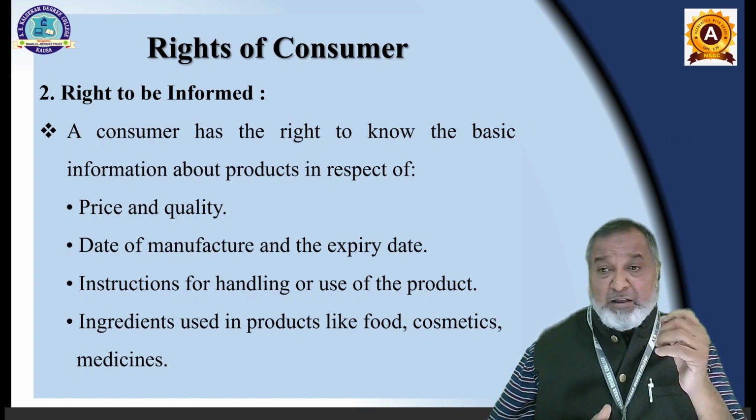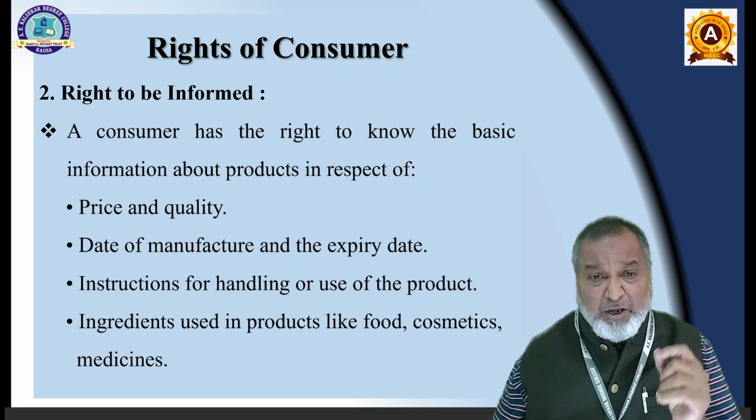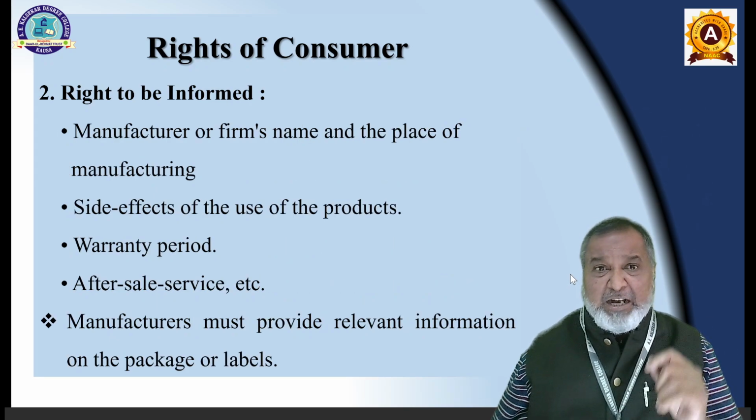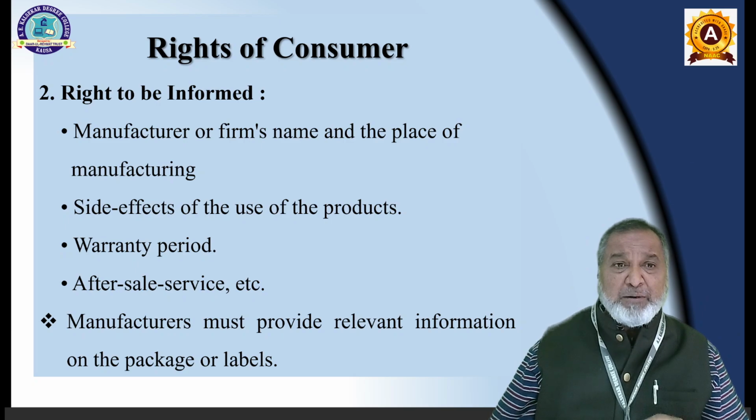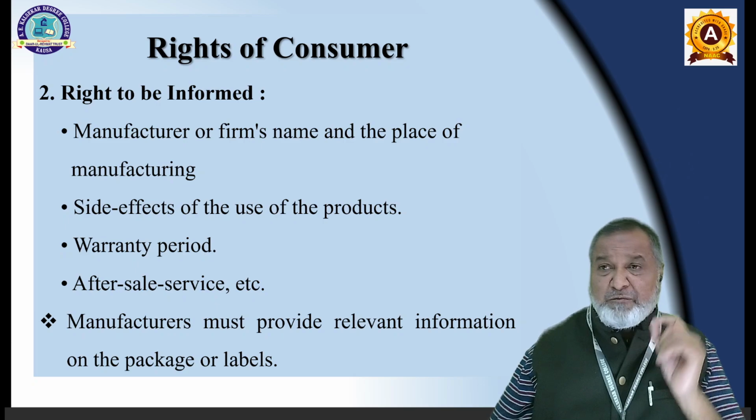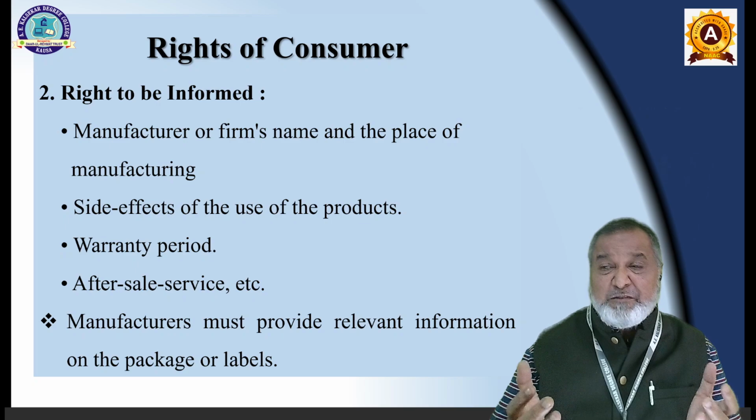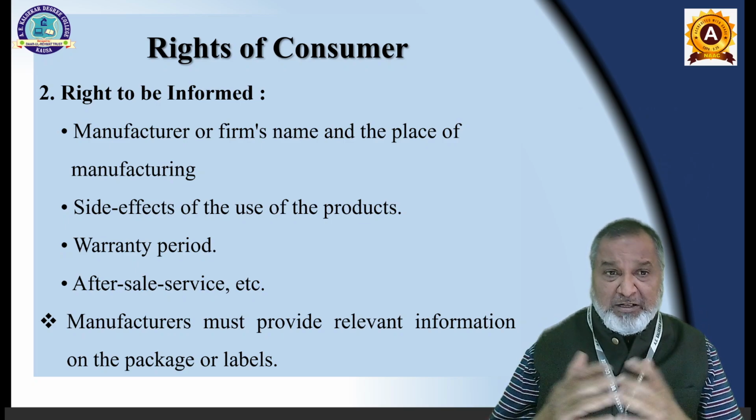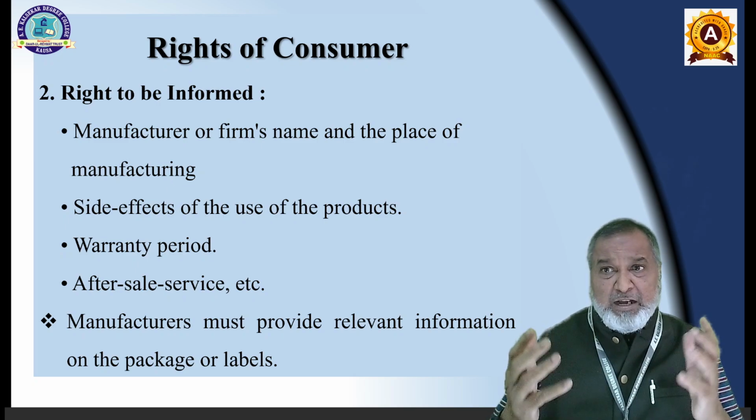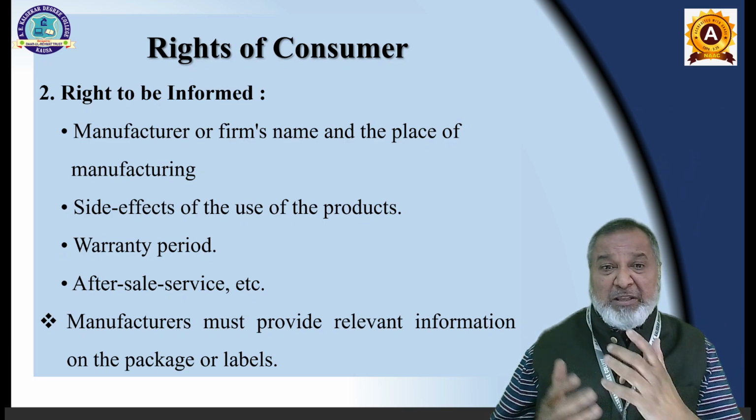Instructions for handling and use of the product are always given, and the ingredients used in products like food, cosmetics and medicine have to be mentioned. Then the manufacturer's firm name has to be there, and the place of manufacturing, the particular place where it has been manufactured. Side effects from use of the product, and the warranty period, because for electronic items you purchase, the warranty has to be there. After sale, what will be the service?